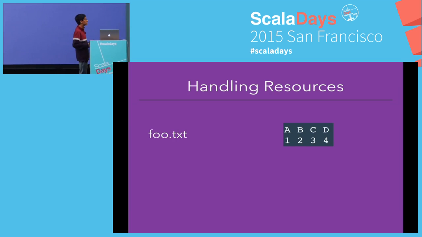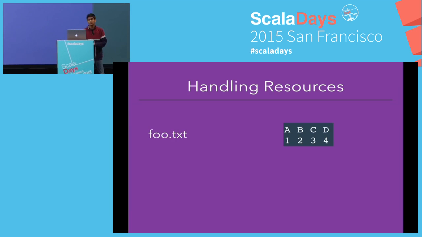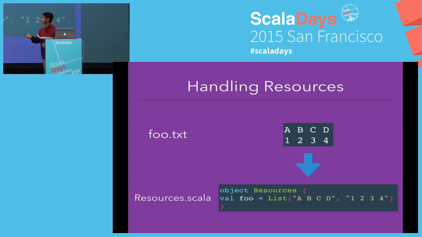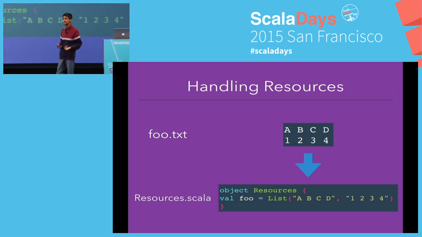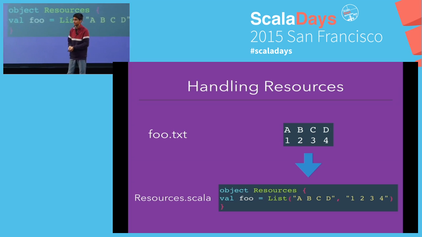To see what this would do, let's say we had a file foo.txt with the lines ABCD and 1, 2, 3, 4. When we ran this source generator on these resources, we get a file resources.scala, and we'll have a val foo. And the contents of this value is a list of the lines within that file. So here we get a list of ABCD and 1, 2, 3, 4. So now we've designed a way to handle resources no matter if we're on the JVM or JavaScript.